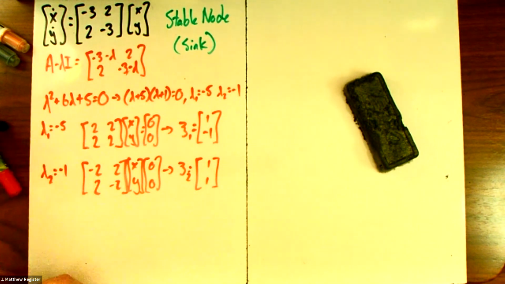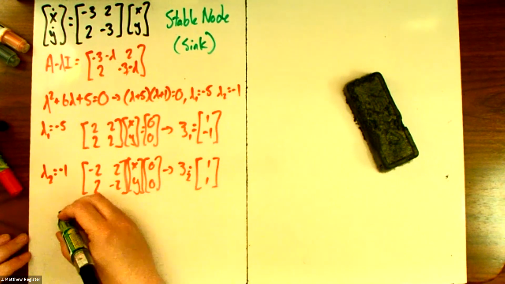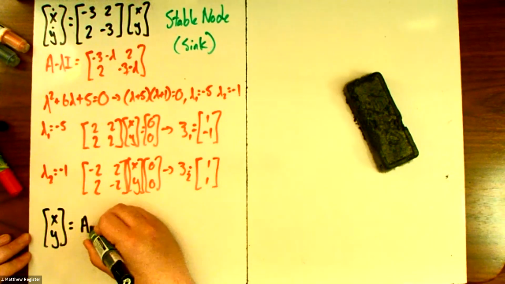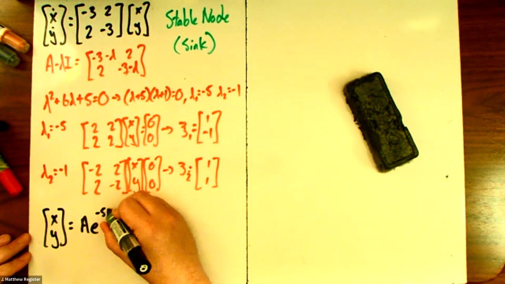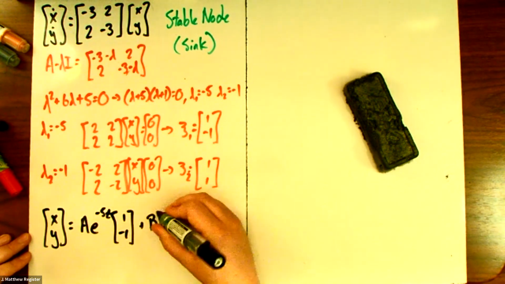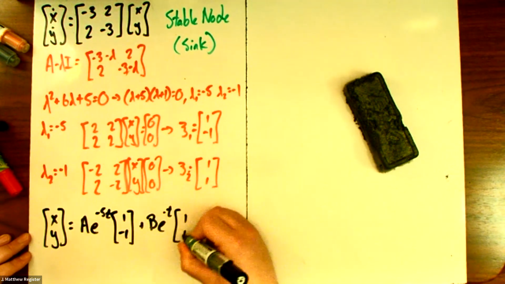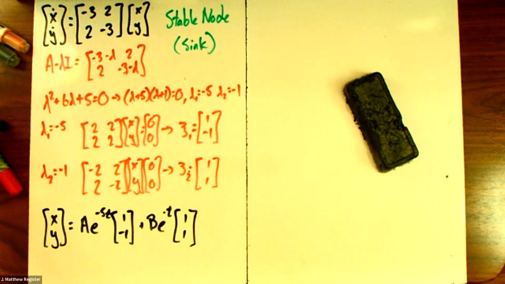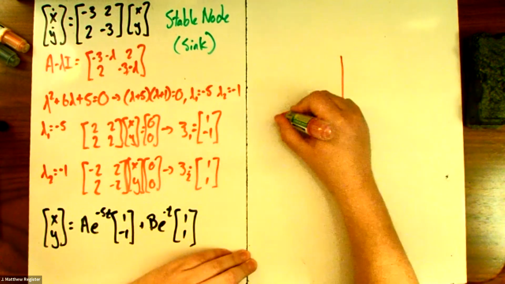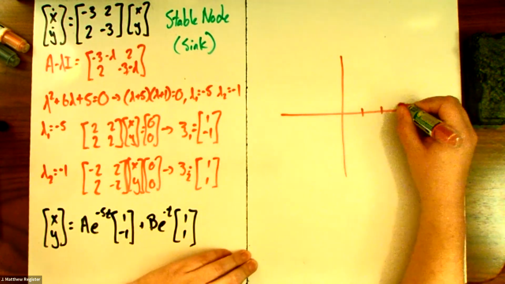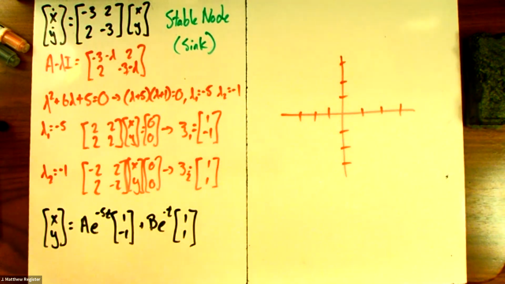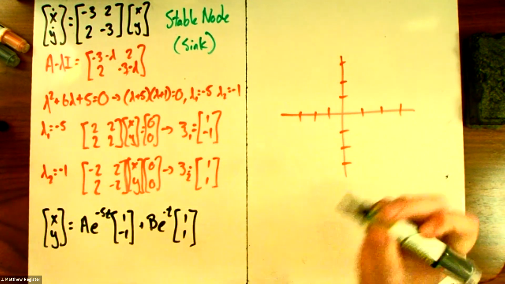But now we have a general solution. And so our general solution is going to be (x, y) equals a e to the -5t (1, -1), plus b e to the -t (1, 1). We can now graph this. And so here's our Cartesian coordinate system. We don't even care too much about the scale because we know we are going to be going at 45 and -45 degrees.